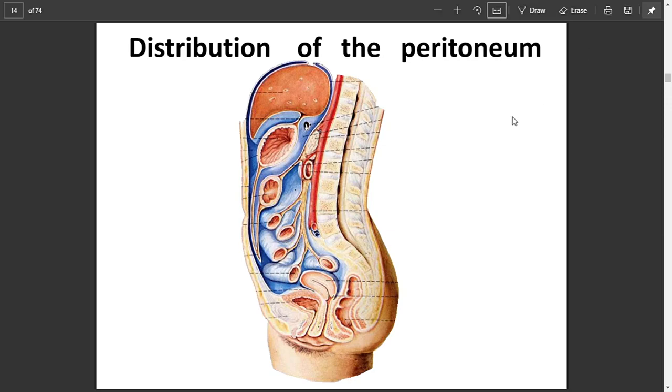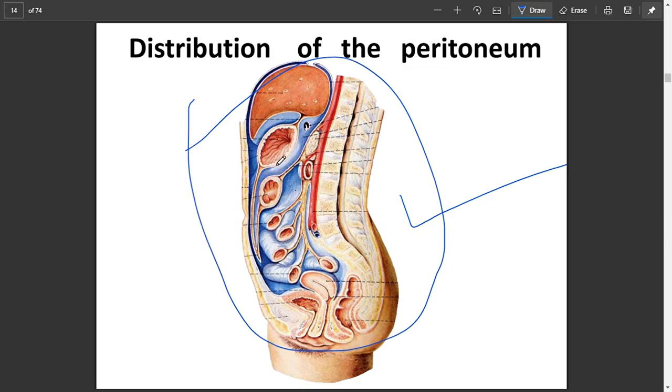Hello and good morning. Our topic today is peritoneum. As you can see, this is a human body and this is the peritoneum.